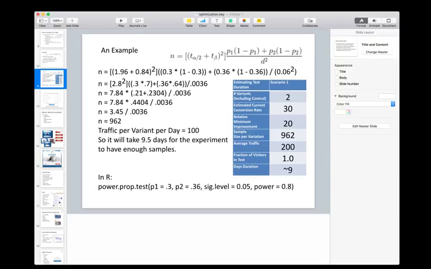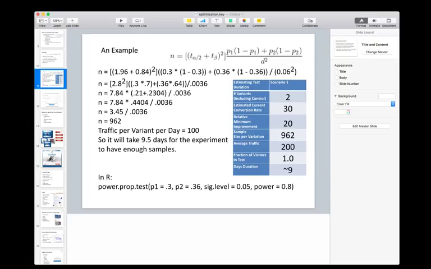And there is a command, I don't know how well I detail this, but if you go to R, right, you can just type in power.prop.test, P1 equals 0.3, P2 equals 0.36, significance level 0.05, and power 0.8, which are the default standards that you get, and you get a similar result out.